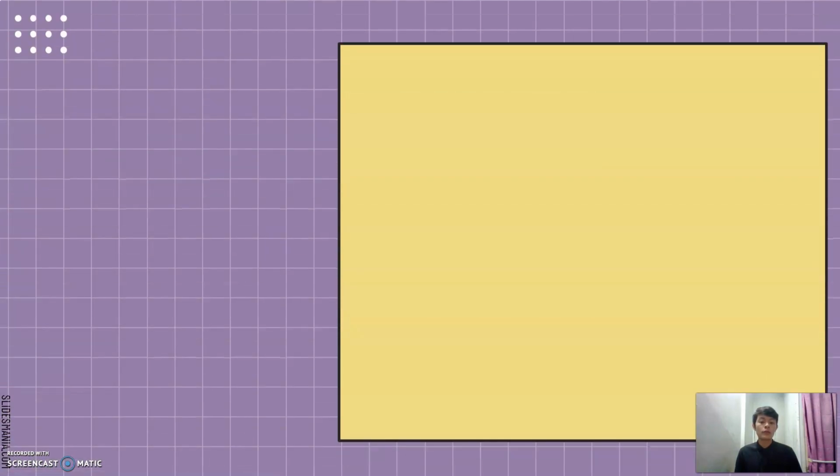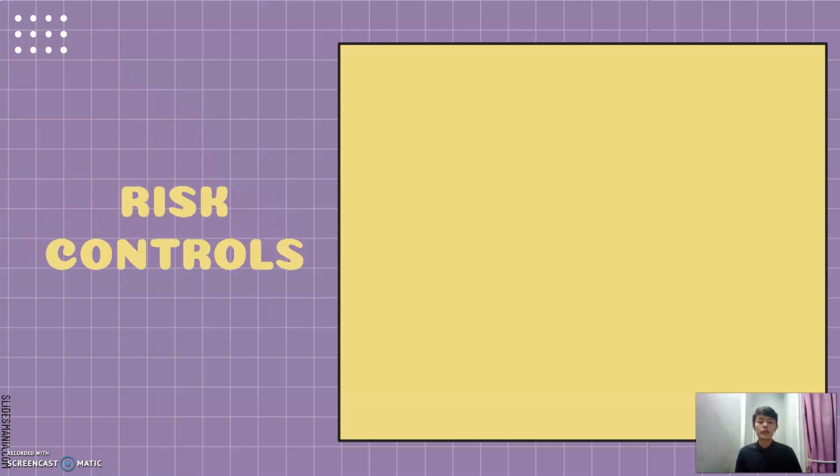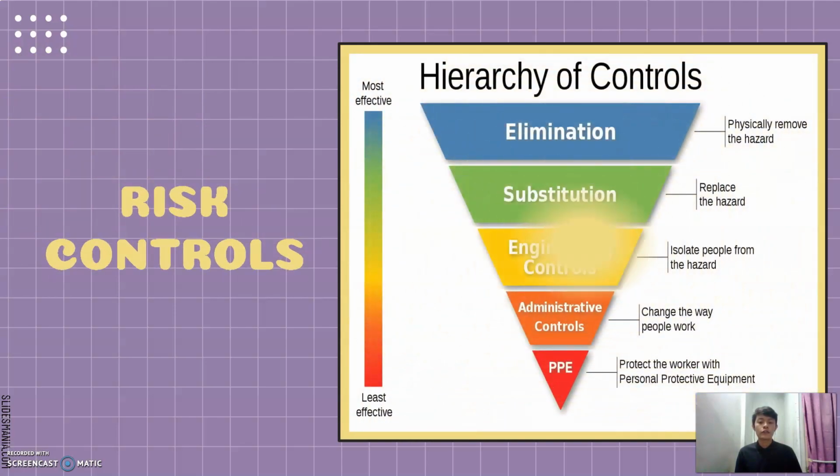Moreover, we will talk about risk control. The risk can be controlled by following the hierarchy of control. The hierarchy of control is a step-by-step approach to eliminating risk, and it ranks risk controls from the highest level of protection to the lowest and least reliable protection. The most effective way is elimination, which removes the hazard, while the least effective way is using personal protective equipment, or known as PPE, to protect people from harm.